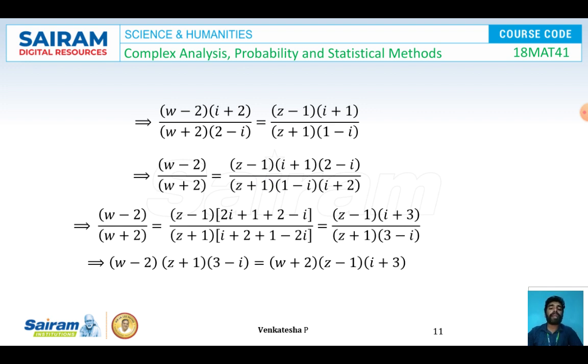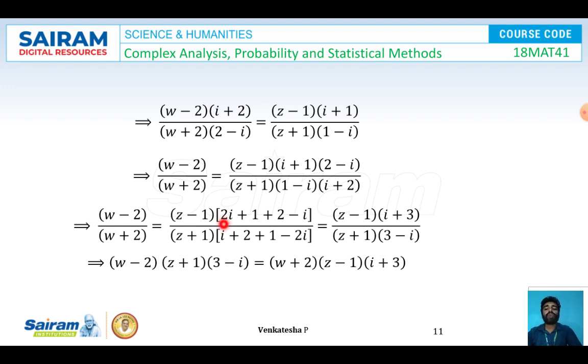In the first step, I am multiplying only i plus 1 with 2 minus i in the numerator and multiplying 1 minus i with i plus 2 in the denominator. So what will it become? i into 2i, i into minus i, it will become minus i square, which is plus 1. 1 into 2 is 2, 1 into minus i is minus i. Similarly here also, 1 into i is i, 1 into 2 is 2, minus i into i is minus i square, which is plus 1, minus i into 2 is minus 2i. So I got the equation (w minus 2) by (w plus 2) is equal to (z minus 1)(2i plus 1 plus 2 minus i) divided by (z plus 1)(i plus 2 plus 1 minus 2i).